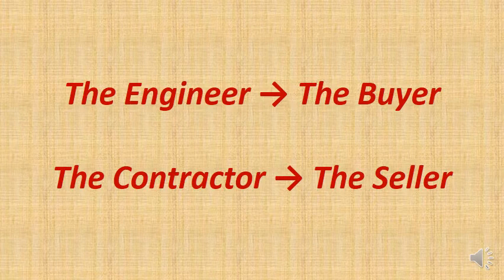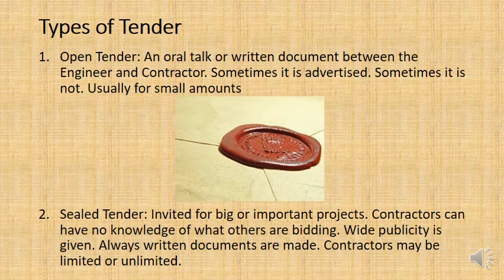And the reason I'm using those terms is in tender documents, which tend to be legal documents, these tend to be the terms that are used when referring to the engineer or the contractor. It is the buyer and the seller, respectively. So there's basically two different kinds of tenders. The first tender is what we would call an open tender.